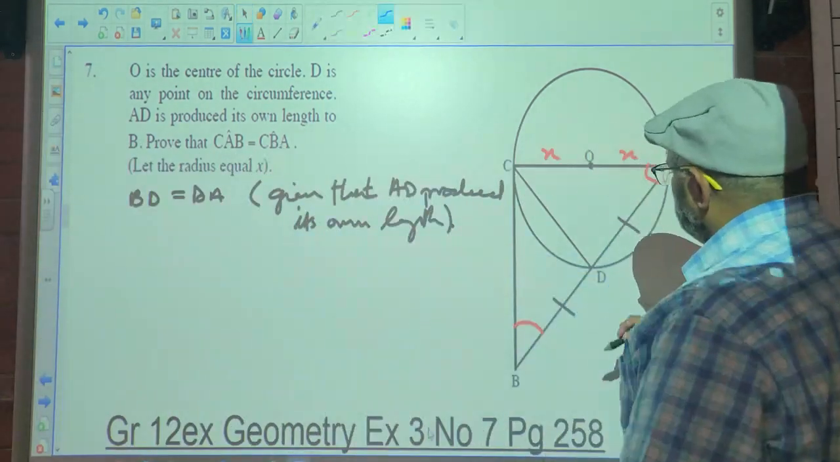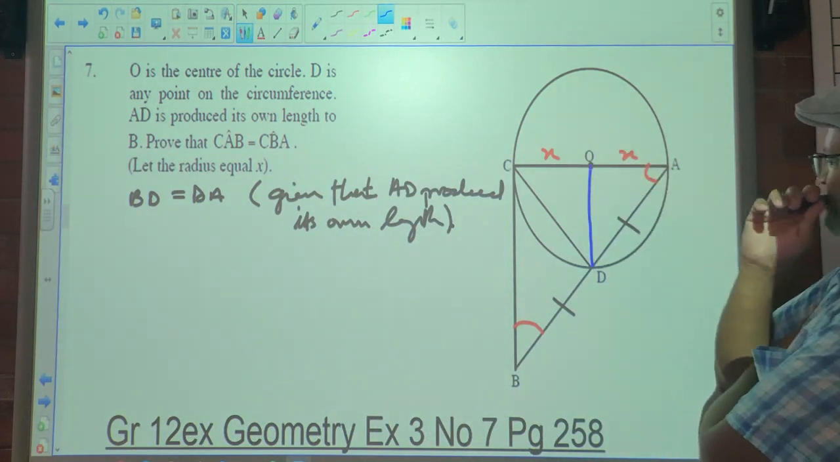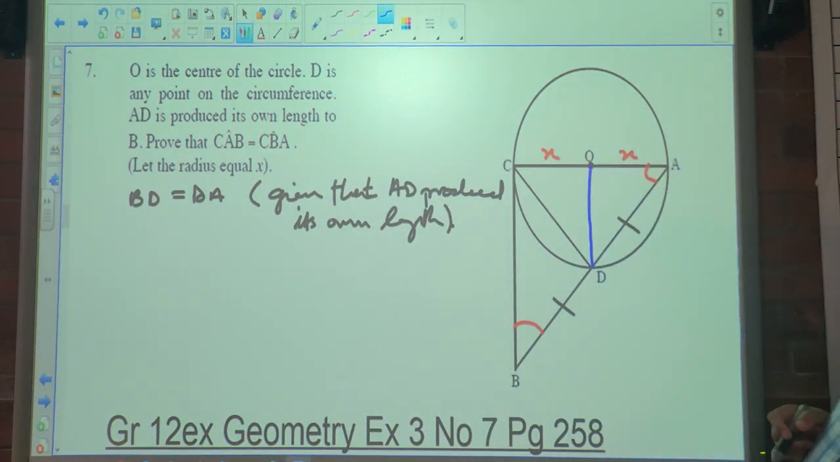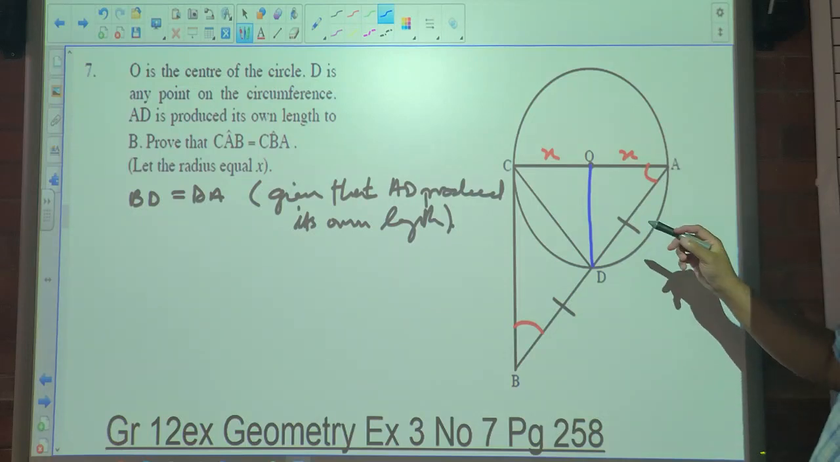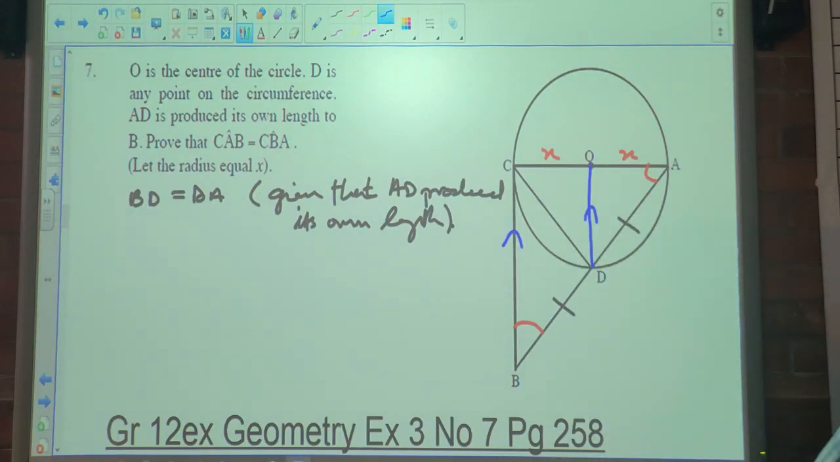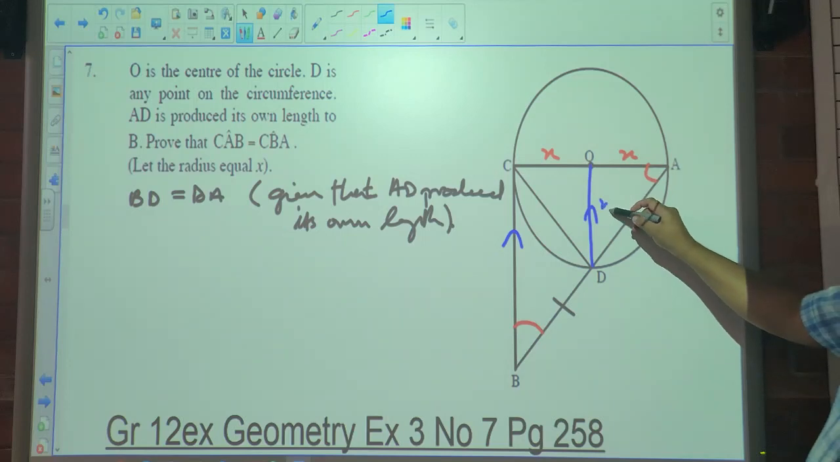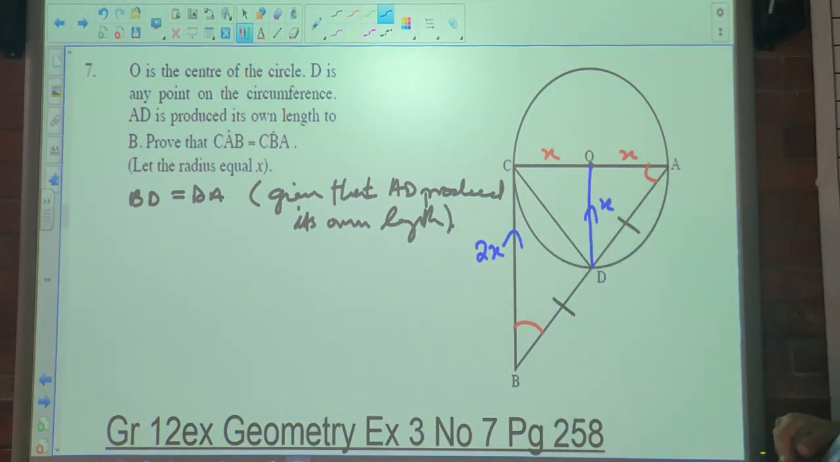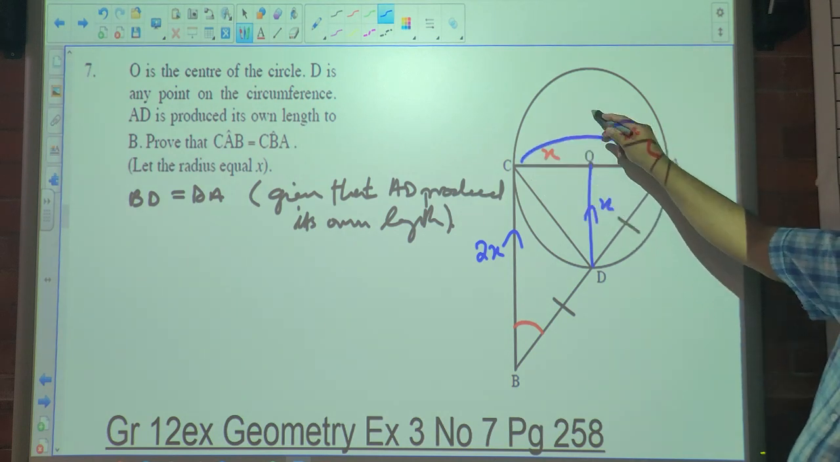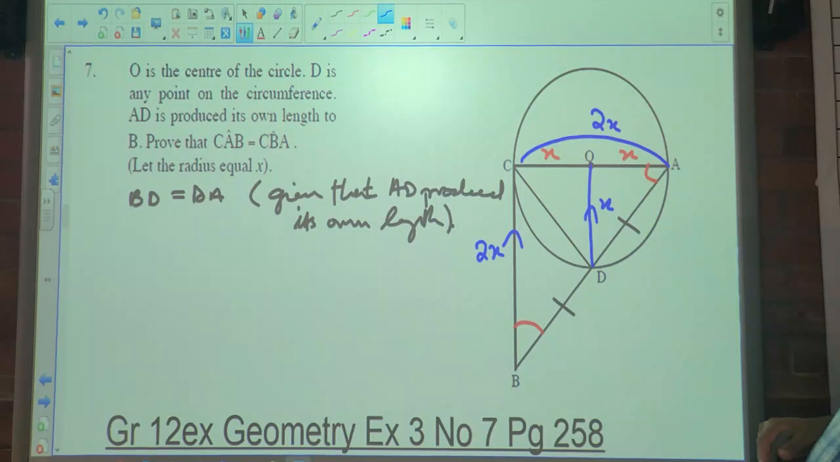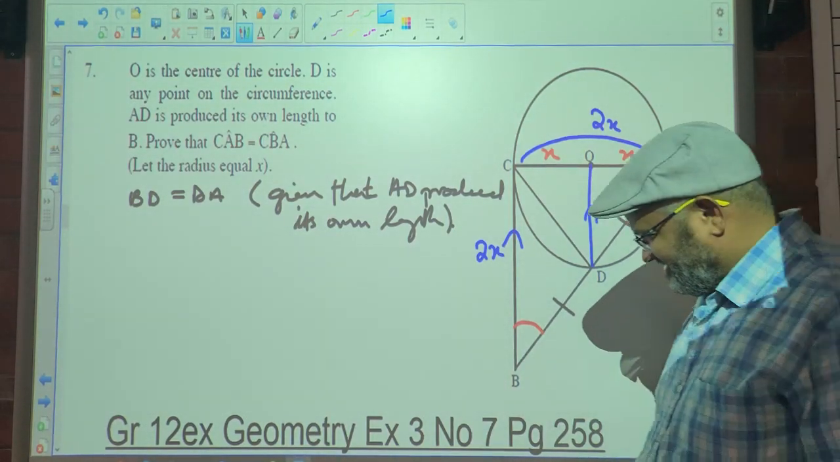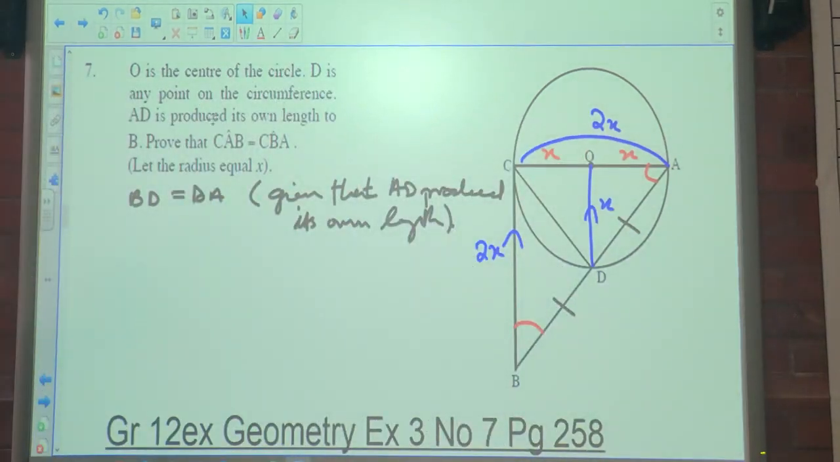What if I join this here? Then this will be parallel. So how is that going to help us? So this is x, this is going to be 2x. x plus x is also 2x. You see, we can have a go together. So did you guys see it? This was a very nice question.